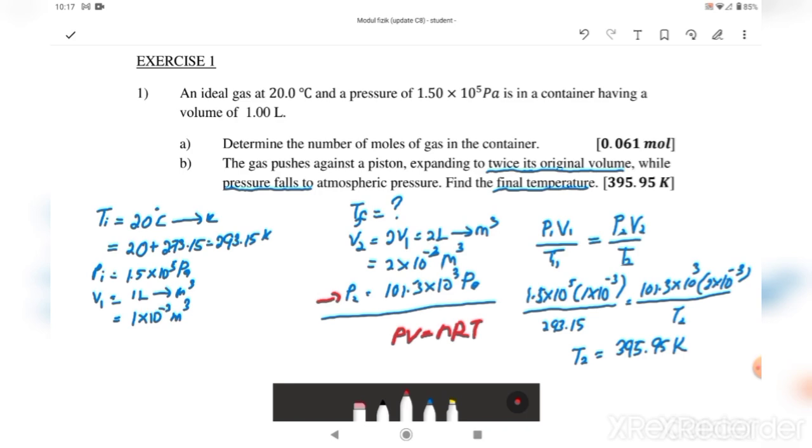Another method is that you also can use this equation PV is equal to nRT, because we have P, we also have V, and also we have the constant R, and n is the same, which is 0.061 mole, which we get from question A. So you also can use this equation to find the temperature, but the answer will be a little bit different, but it is also acceptable.